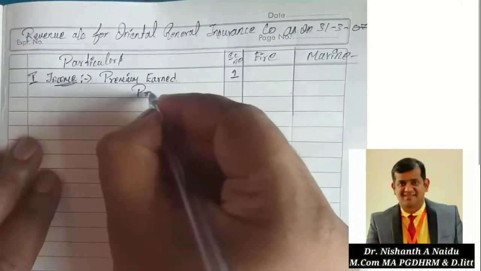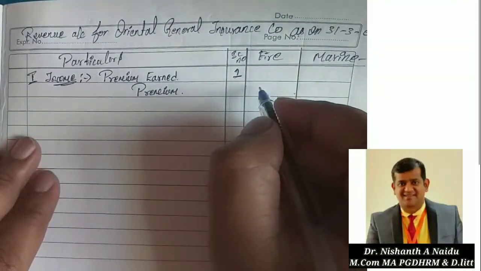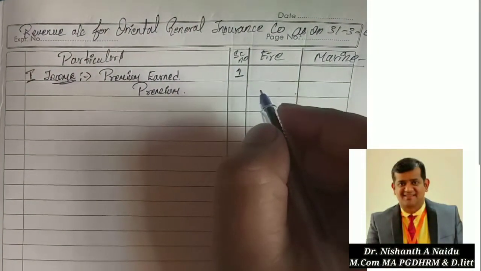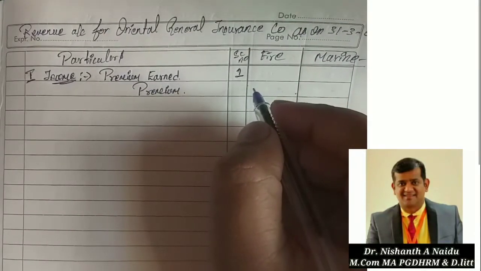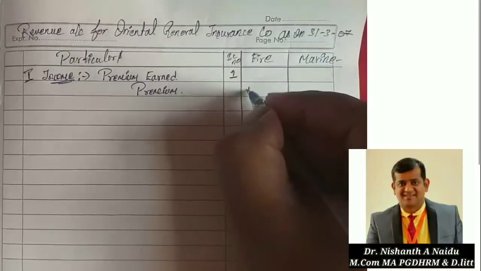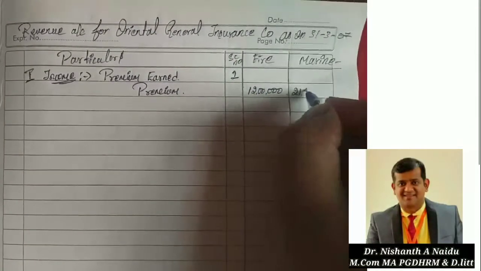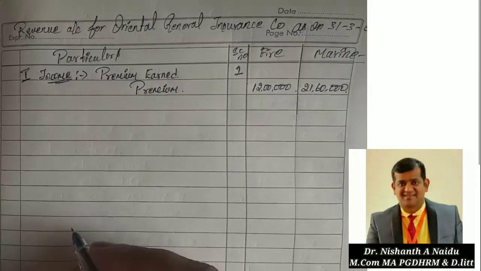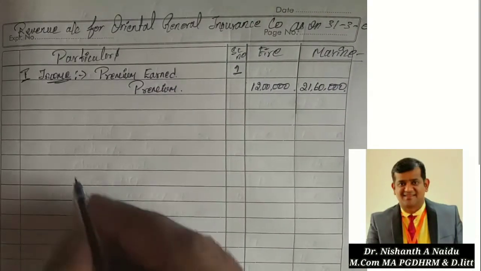Under that, write premium. So how much premium the company is receiving against fire and against marine? What is the premium? So premium received is there, right? Look at 12 lakh, 21 lakh 60,000. Correct. So I am copying that. 12 lakh. Then we have 21 lakh 60,000.